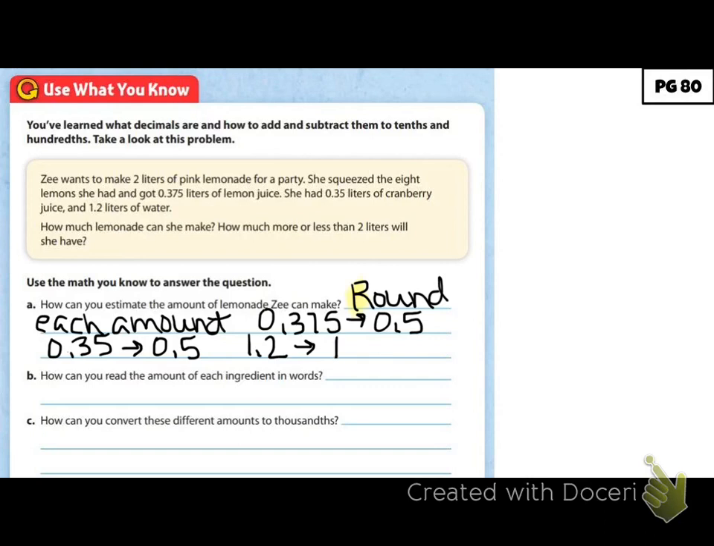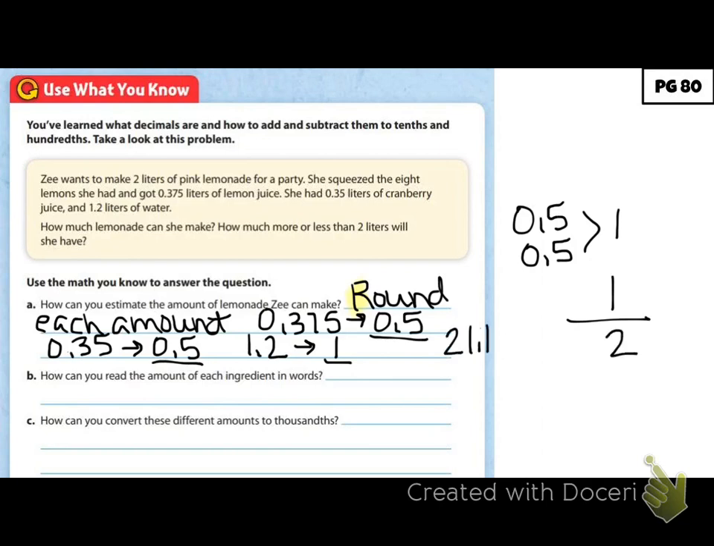So to find out the amount she would have, we would take these 3 estimates and put them together. We know that half and half would give us 1, and then we would add 1 more liter, so it gives us 2 liters as an estimate.